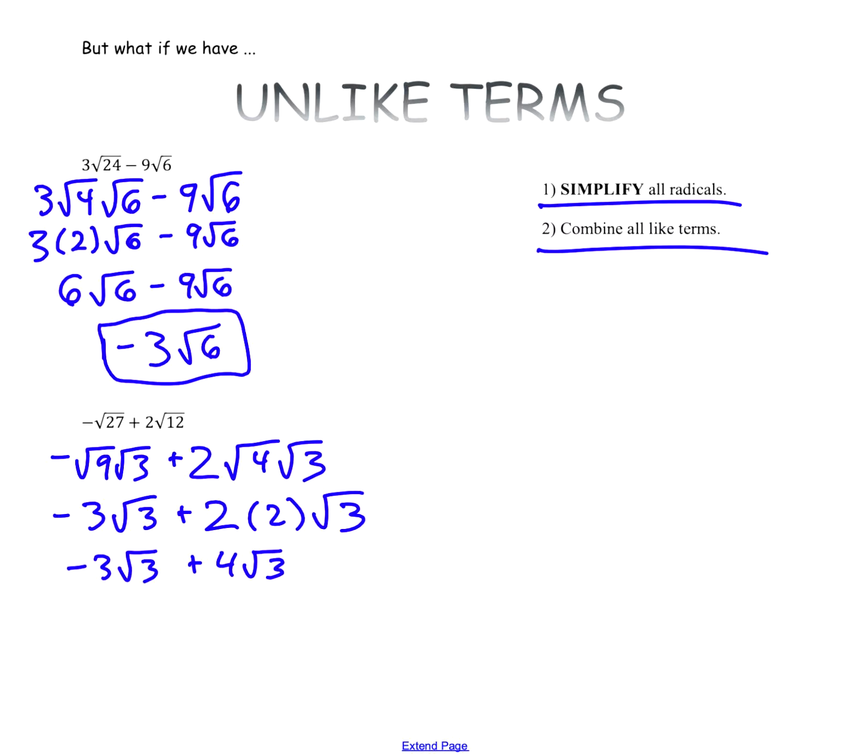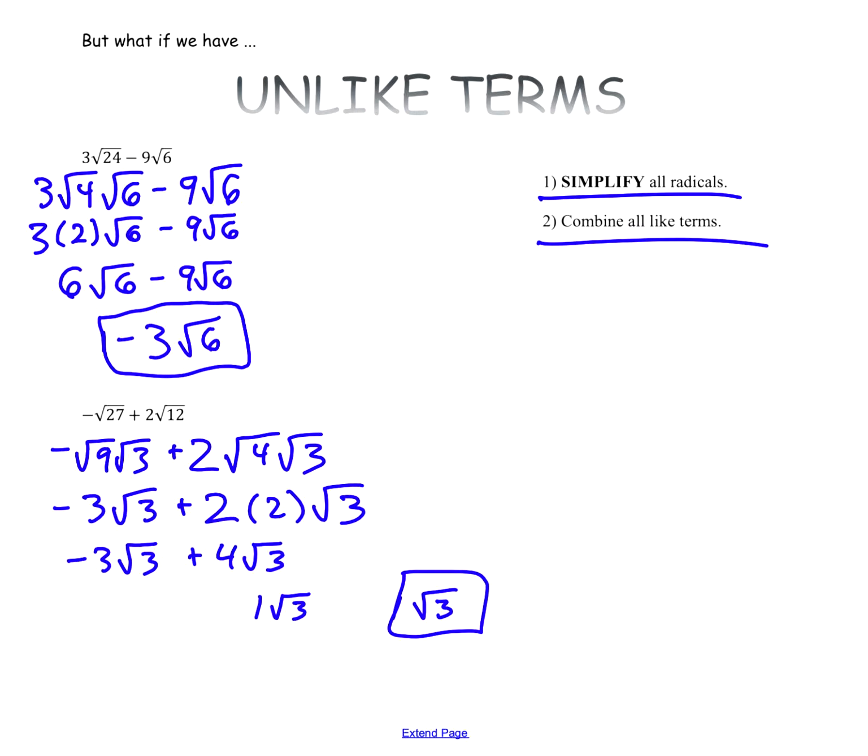Look at that. They were actually like terms. So now we can simplify and combine the like terms. Negative 3 plus 4 would be 1 radical 3. But don't write it as 1 radical 3. 1 times radical 3 is just radical 3. So please just write it as radical 3. That is simplified all the way. That's adding and subtracting.